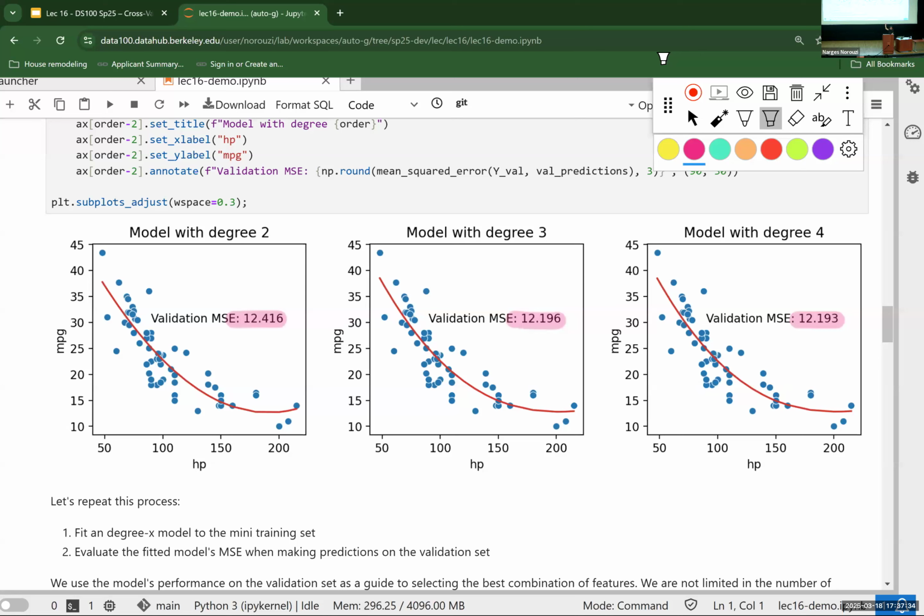So we make that decision, we move forward, use that model on the training data, and then we test it once on the test data, and we report the accuracy or MSE on the test data separately.